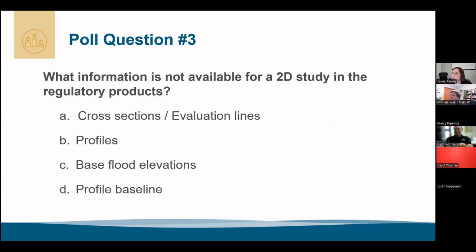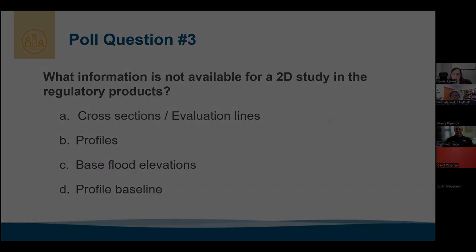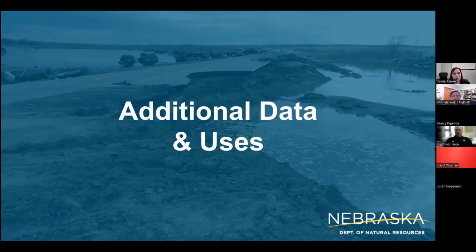Poll question 3, what information is not available for a 2D study in regulatory products? Cross-sections, elevation lines, profiles, base flood elevations, and a profile baseline. So next we're going to move into the additional data and uses.